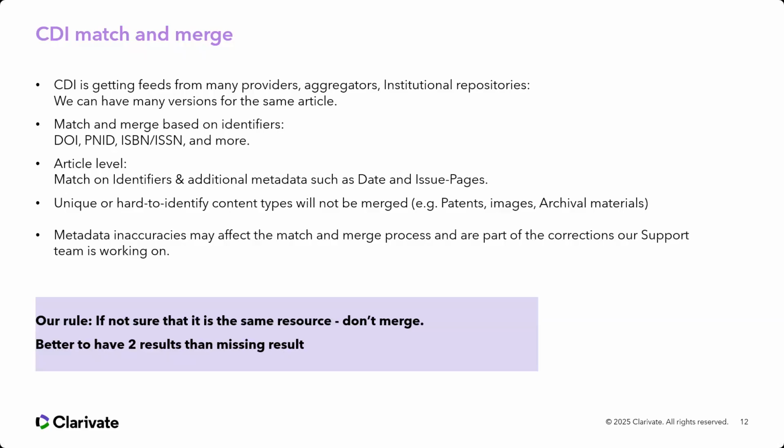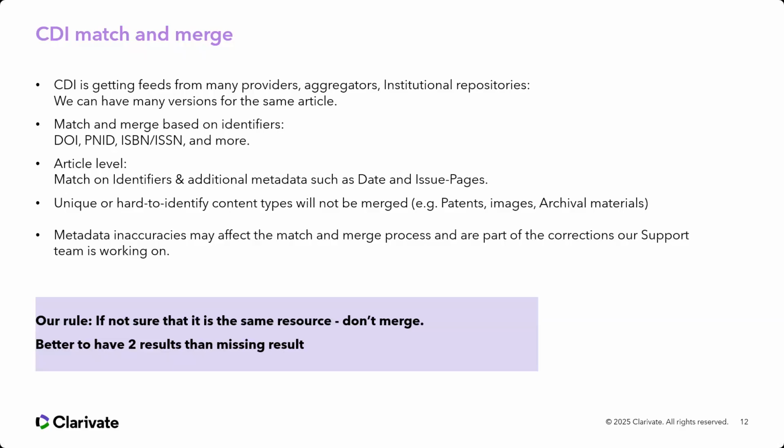First thing is to understand that CDI is getting feeds from many providers, aggregators, and institutional repositories. So the duplicates are built in, in a way. We have a lot of overlap between all our resources. Just think that we are getting feed, for example, from Manchester University Press or some other university press, and also from many aggregators that have this content as part of their offerings. For example, ProQuest, Crossref, and so on. So this creates the duplicates.